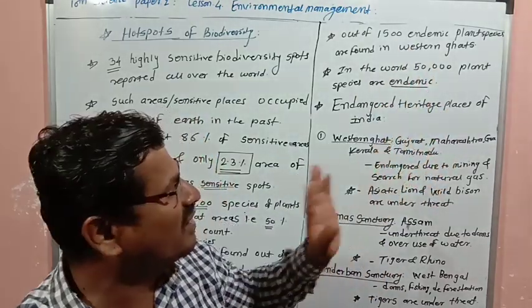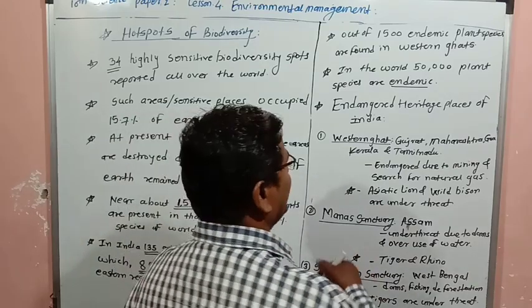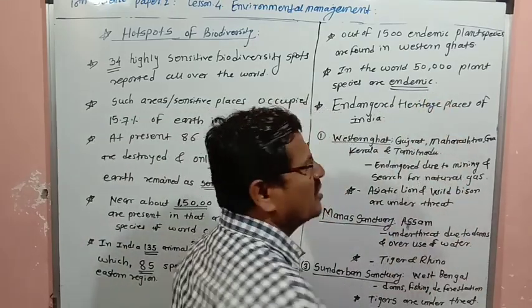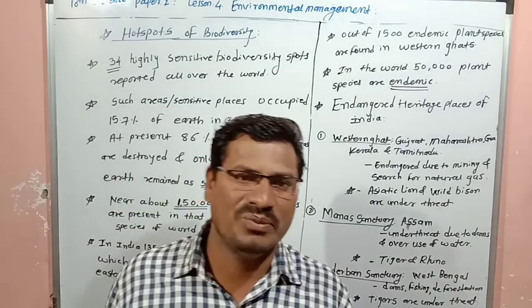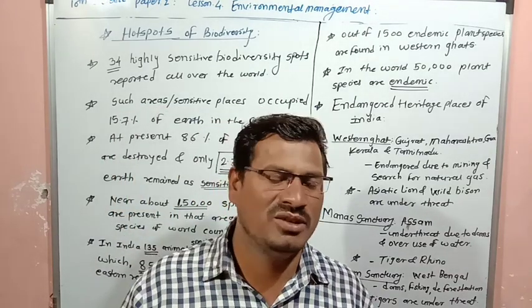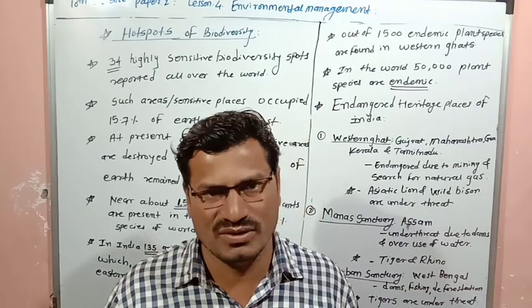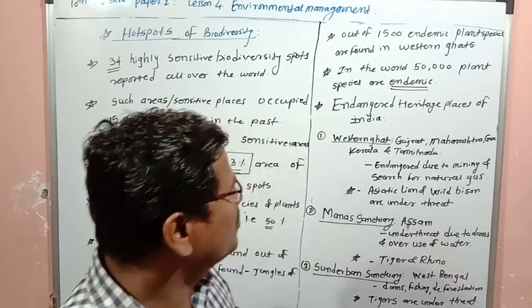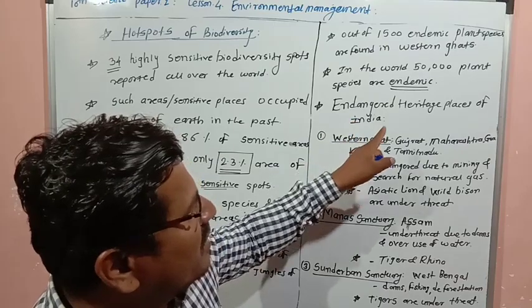50,000 plant species are endemic. Now what is meant by endemic? Endemic means which are in danger, which are on the verge of extinction, which are going to become extinct in a few days or in the future. Extinct means vanish.